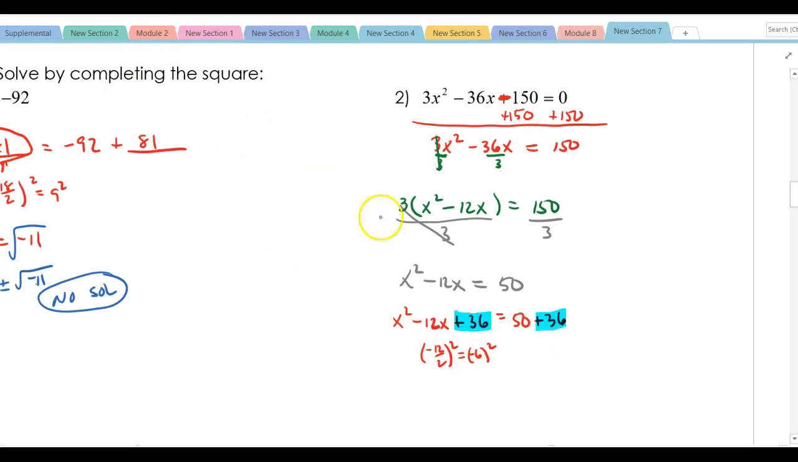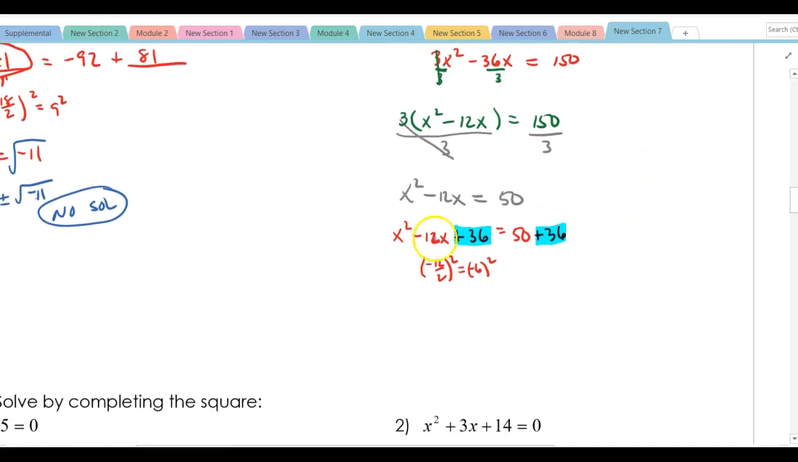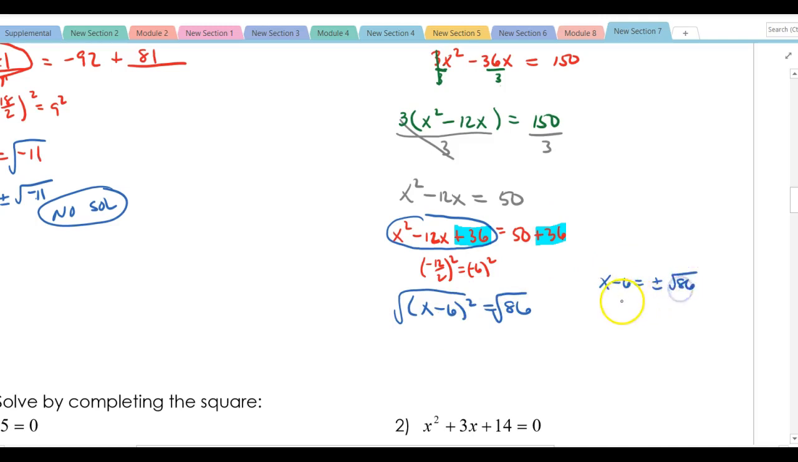So now, right away, when I go to do that, I can write this as x minus 6 all squared equals 86. I'm going to take the square root of both sides. x minus 6 equals plus or minus the square root of 86. Add 6, x equals 6 plus or minus the square root of 86.